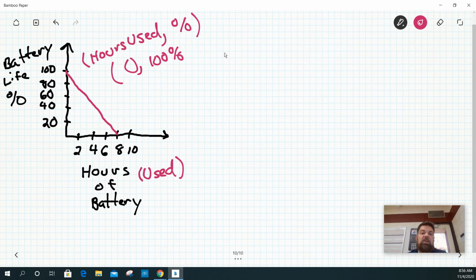So let's look at a few things. Well, first of all, the x-intercept is where it crosses the x-axis, and that seems to occur at (8, 0), okay? Now, what that means is that the battery was used for 8 hours and it has 0% left. So the battery lasts 8 hours.